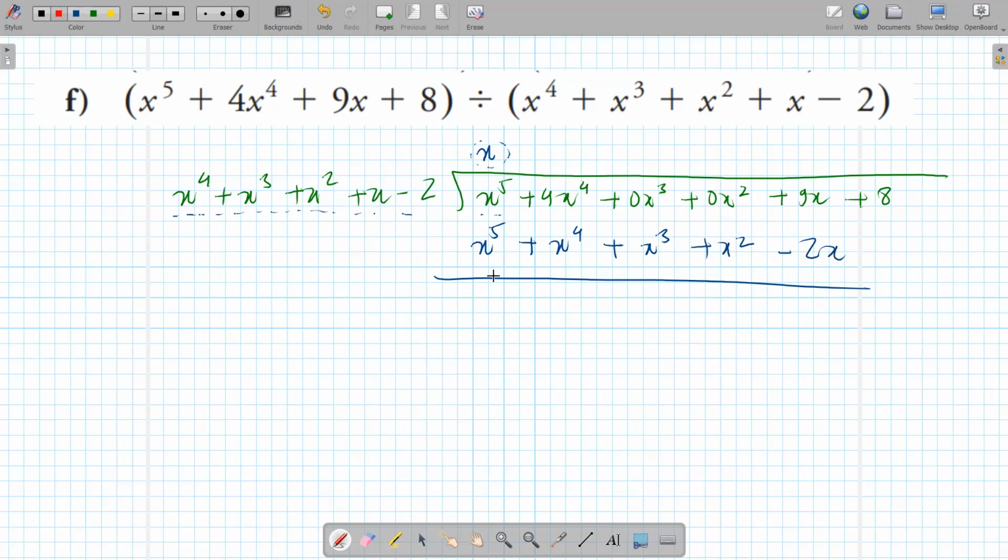And now all the signs flip. So this is going to become a negative. Oh, we know this is going to cancel out, so you can just ignore this one. This is going to become negative. This is going to become negative, negative. This is going to become positive.